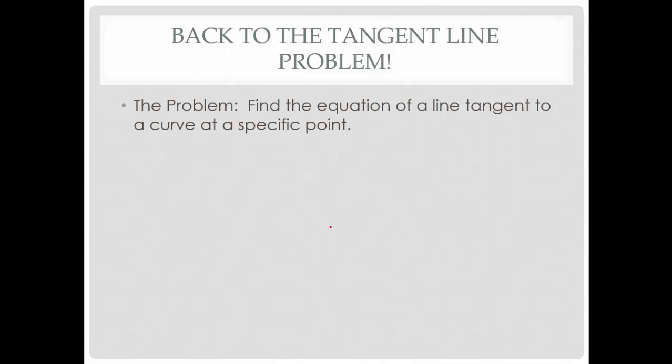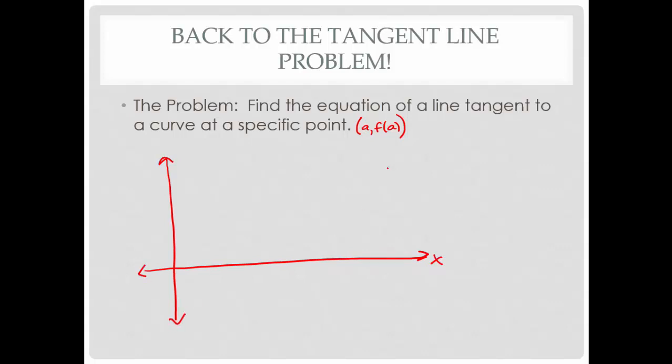Remember that the problem involved finding the equation of a line tangent to a curve at a specific point. The specific point we named a, f of a. If the x-coordinate is a, then its y-coordinate will be f of a. And we're looking to find the equation of the tangent line. Remember, if you're looking for the equation of a line, you need two pieces of information: a point on the line, and the slope of the line. Well, we have a point on the line, that's this a, f of a. So really the challenge becomes finding the slope of the tangent line.